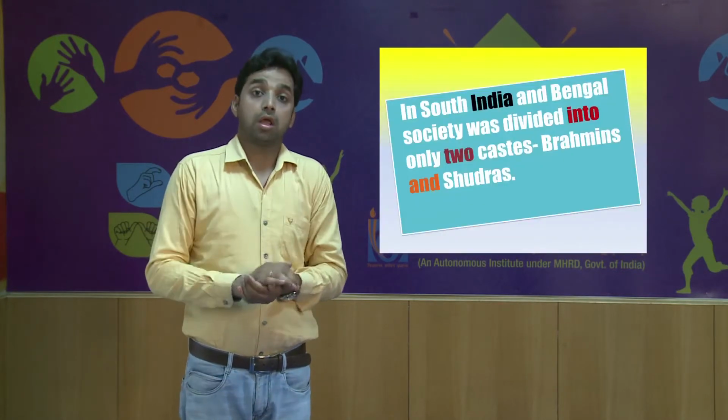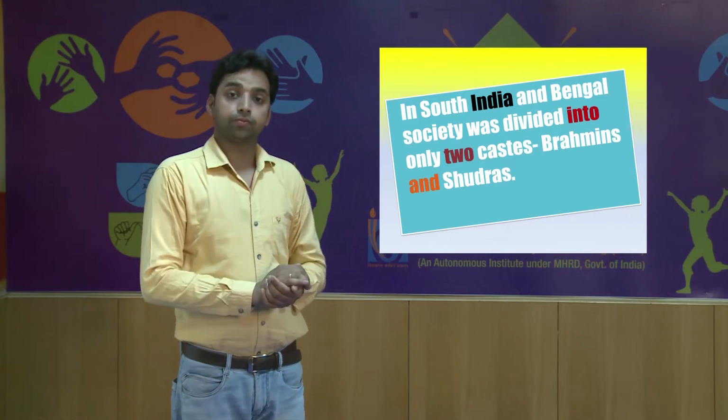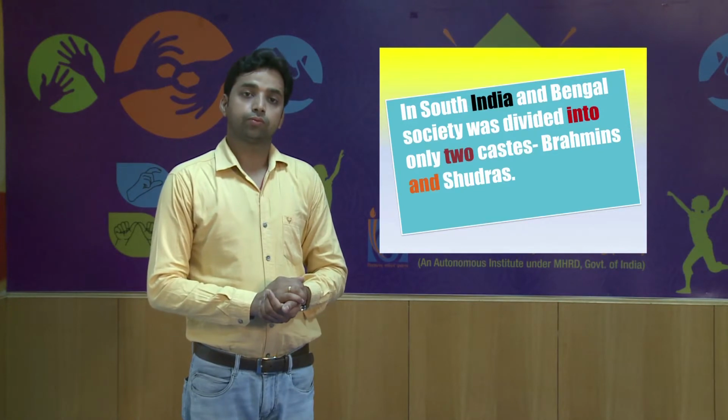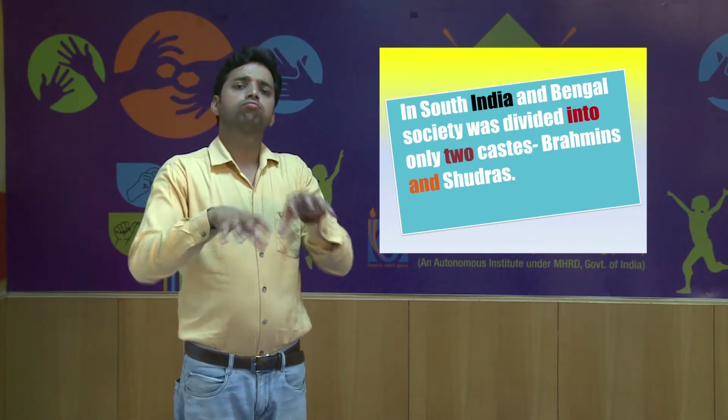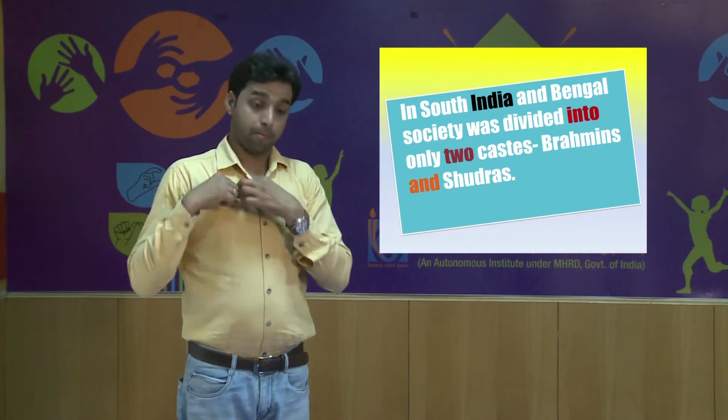Learners, let me now explain another feature of the caste system to you. During the 5th to 7th centuries, the tribal farmers came to be seen as Shudras. Thus, the Shudras also became farmers like Vaishyas. However, in South India, Bengal and some other places, generally the society was divided into only two castes, Brahmins and Shudras.